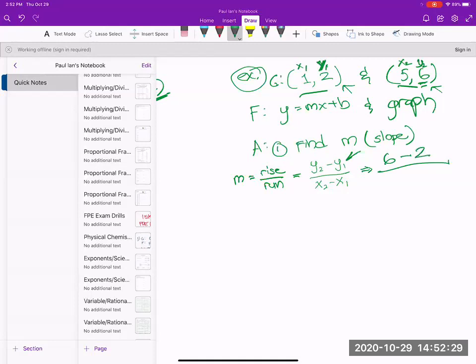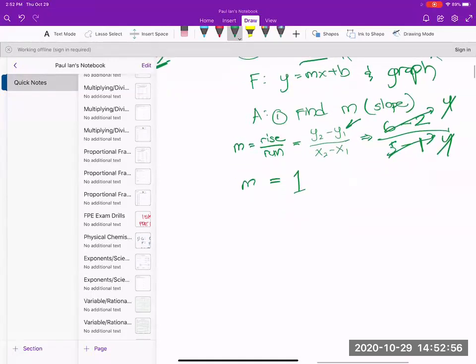And what about the bottom? What's the equation at the bottom? 5 minus 1. Perfect. Okay, and then you just do the arithmetic. So 6 minus 2, that's 4, right? Over 4. It's 4 over 4, yeah? So what is 4 over 4? Your slope is 1. So your slope is 1. That's good. We found m. That's the very first step.